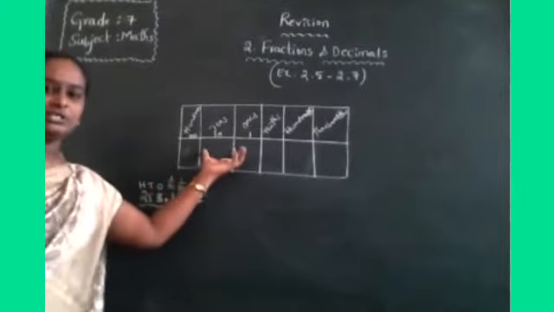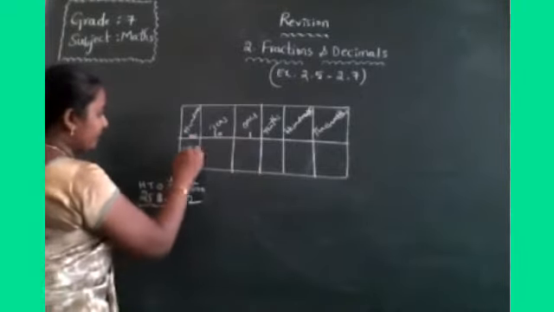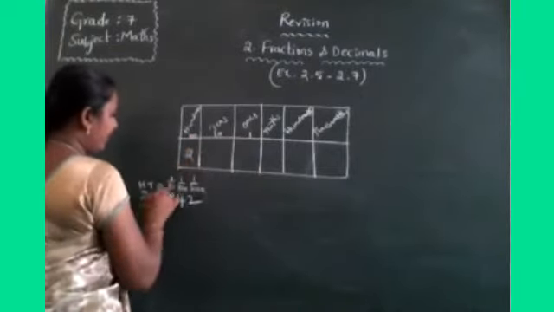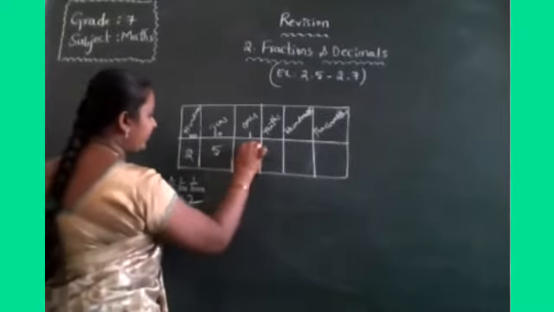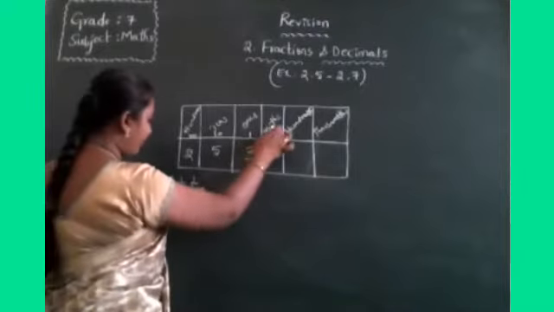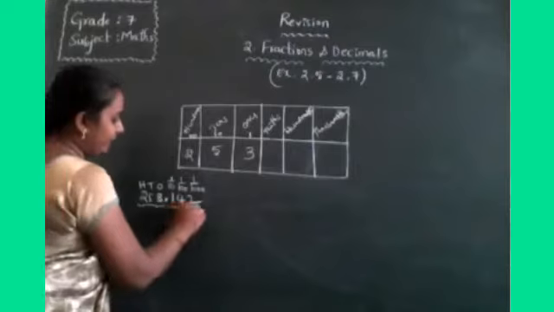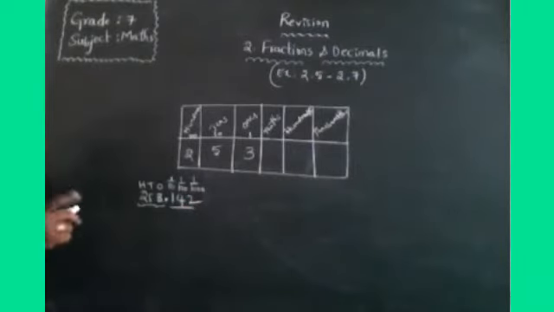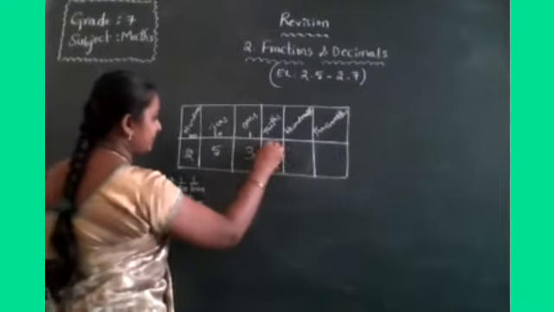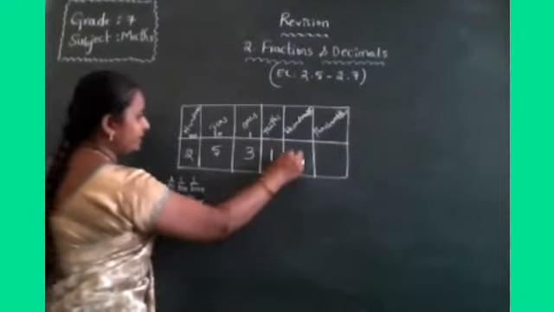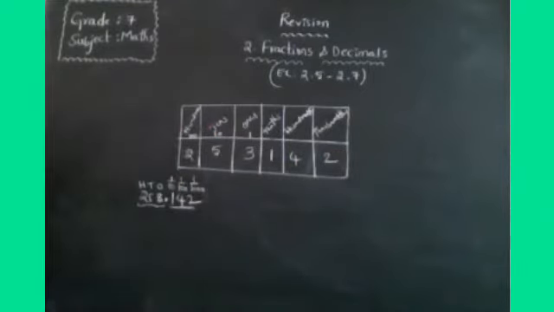So give the place values of this number. We have to show it on the place value table. How to show this? The place value of 2 is hundreds, 5 is tens, and 3 is ones. After the point, how many digits are there? 3 digits. So you have to give 1, 4, 2. Right children?